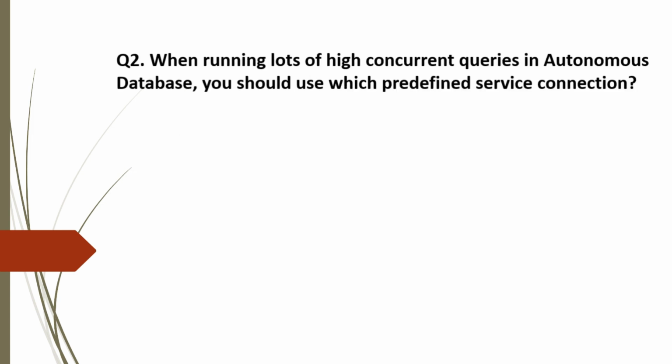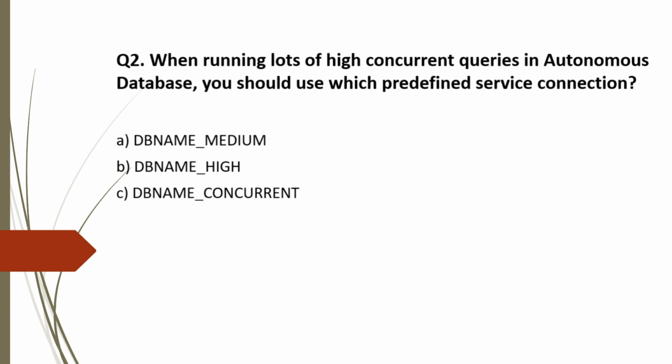Question 2. When running lots of high concurrent queries in autonomous database, you should use which predefined service connection? And the options are A, DBName medium, B, DBName high, C, DBName concurrent, and D, DBName low.